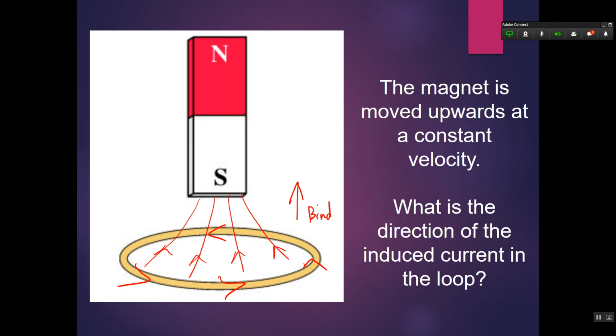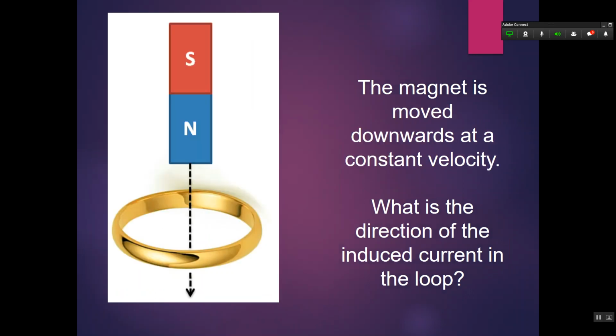Okay, let's do it again. Now I have a north-facing magnet going downwards into the loop. I told you guys I have a ton of these examples. I'm going to drill it into you until you figure it out. My magnetic field lines, are they going away from the N or towards the N? Away from the N. So I'm going to draw them like this, like this, like this.